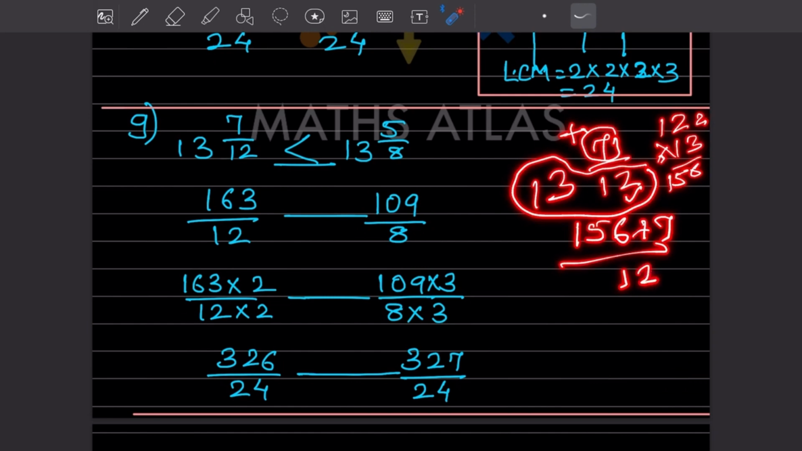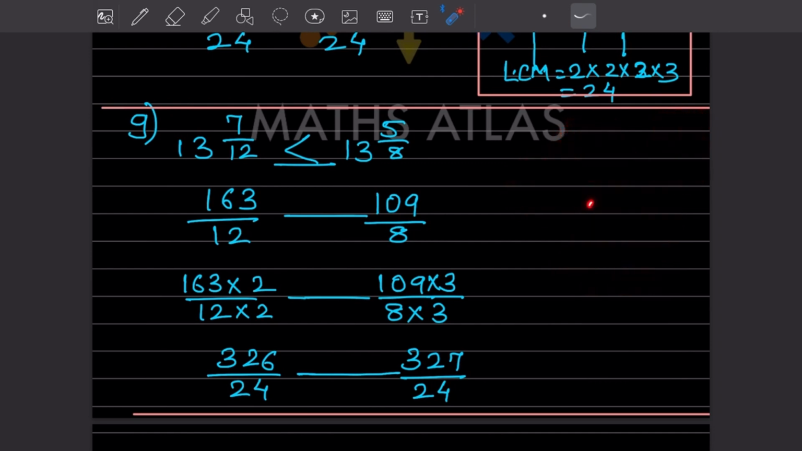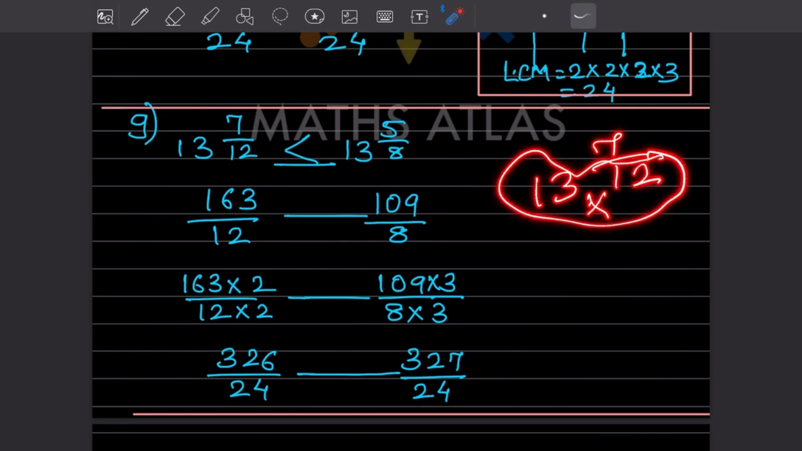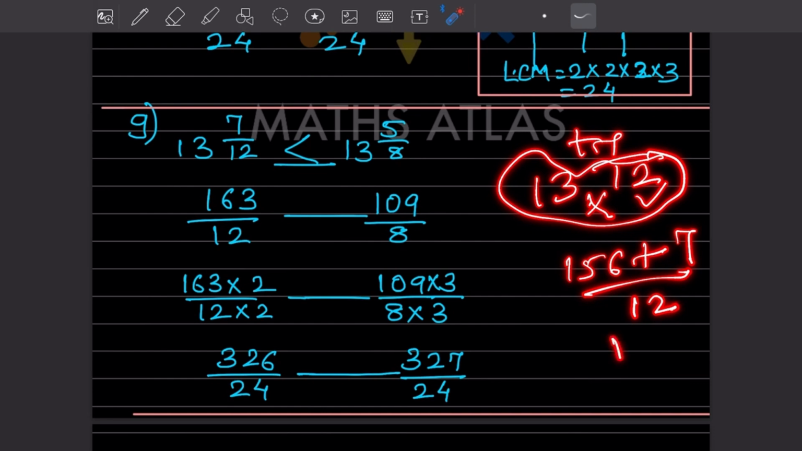Then whatever answer you get, see here, sorry for that. Now look at here, this you are going to multiply. So what are you going to get here? 156, and this you are going to add, and the denominator you are going to write as it is. So this will be 163 divided by 12. Okay, so this is what we got.